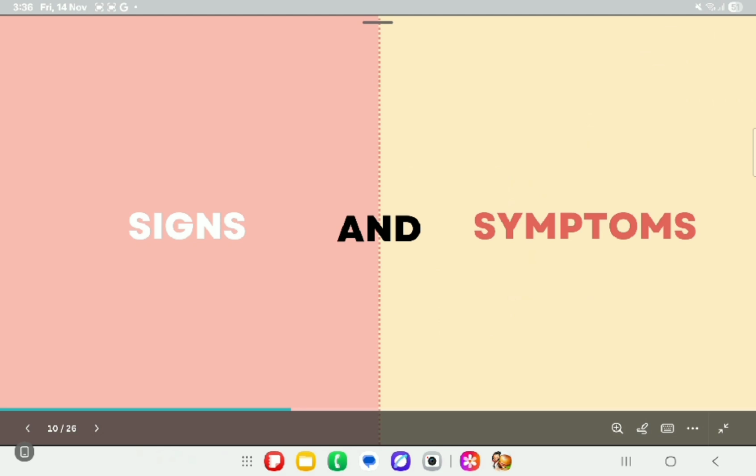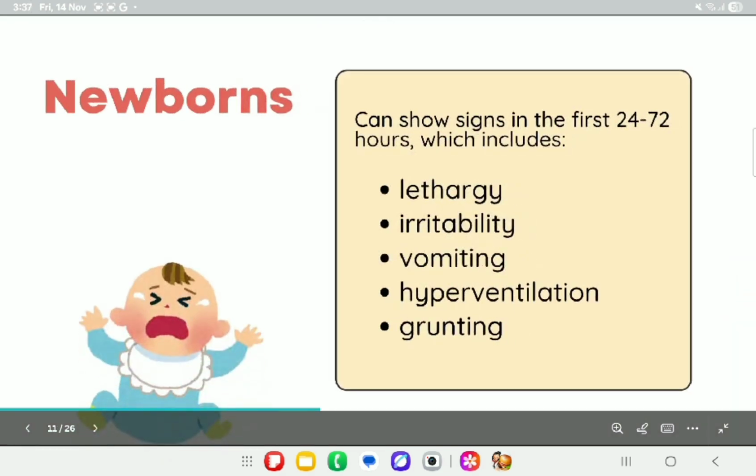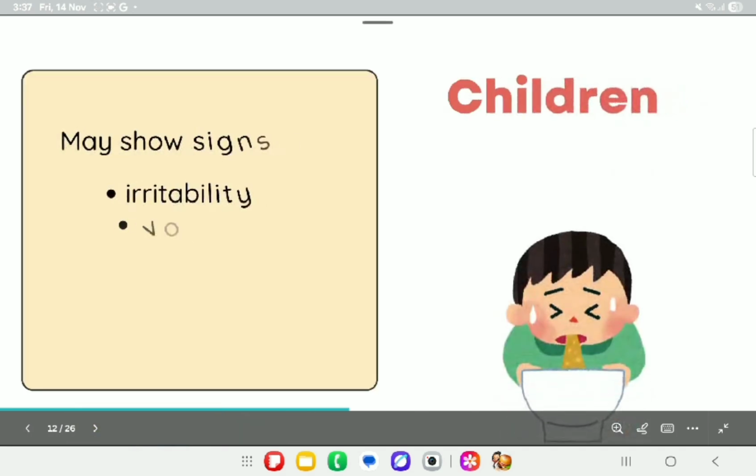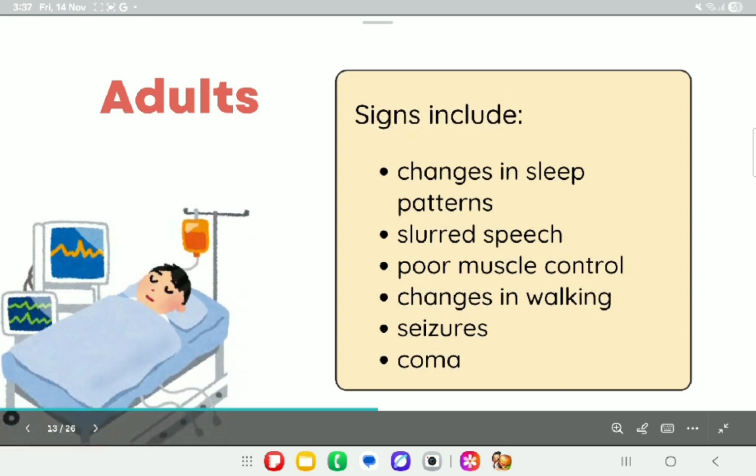Now let's move on to signs and symptoms. For newborns, it can show signs in the first 24 to 72 hours, which include lethargy, irritability, vomiting, hyperventilation, and grunting. For children, it may show signs of irritability, vomiting, sleepiness, and seizures. Lastly, for adults, signs include changes in sleep patterns, slurred speech, poor muscle control, changes in walking, seizures, and coma.